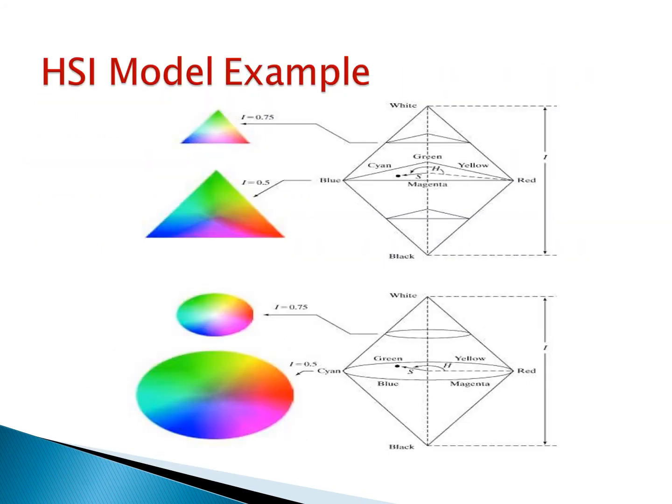This picture over here is showing the HSI model, which is based on the color triangles and also on the circles. We can see here the HSI color model is based on planes which are triangular as well as circular. The triangles and the circles are perpendicular to the vertical intensity axis, as can be seen in this particular picture.